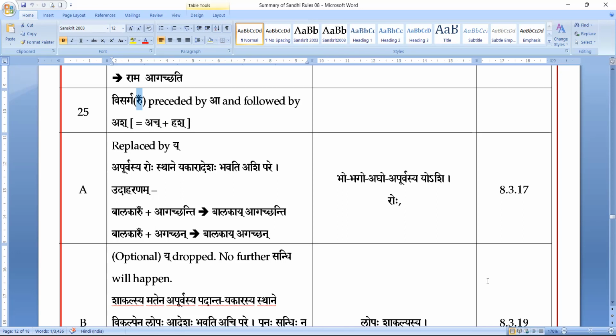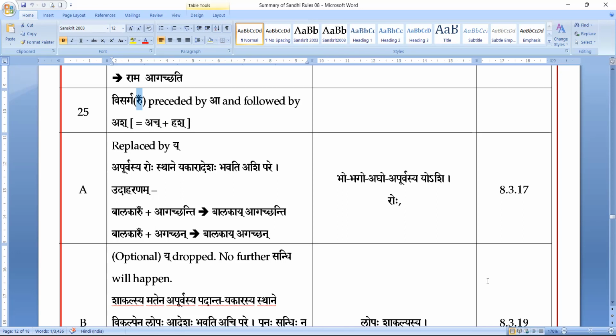When preceded by akara and followed by akara, then ru will be replaced by Ukara, and Gunasandhi and Purvarupa Sandhi happen. When preceded by akara and followed by soft consonants, Ru is replaced by ukara only.